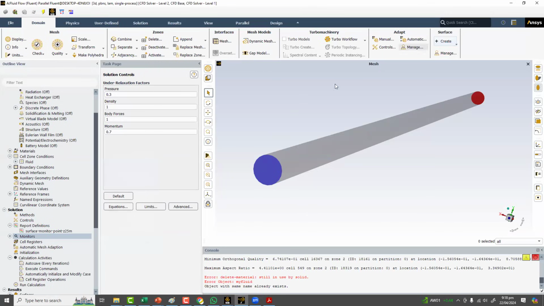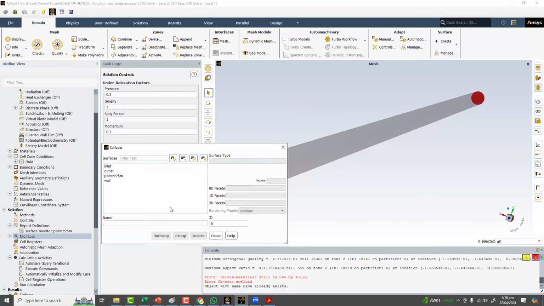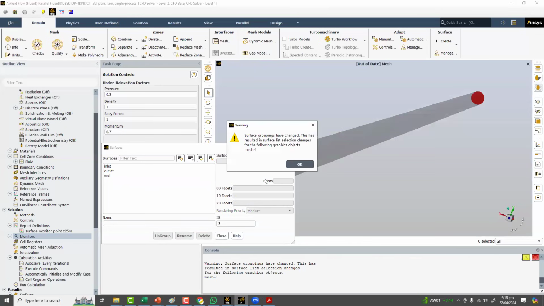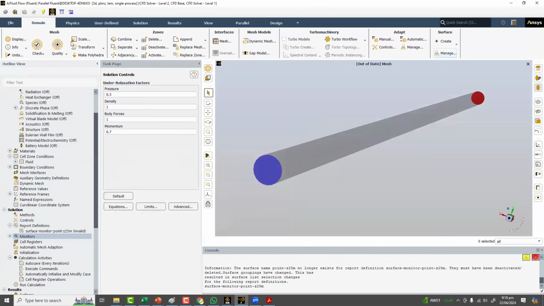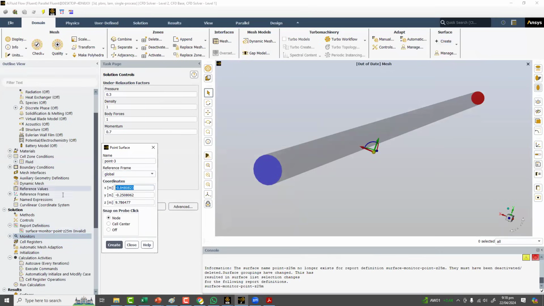Okay, so you can also manage from here and you can delete the old point, the old surfaces from here. Now again do the same thing here. Create a point with X and Y equal to 0 and Z equal to 25. It's a point at Z equal to 25 meters. So click on create.